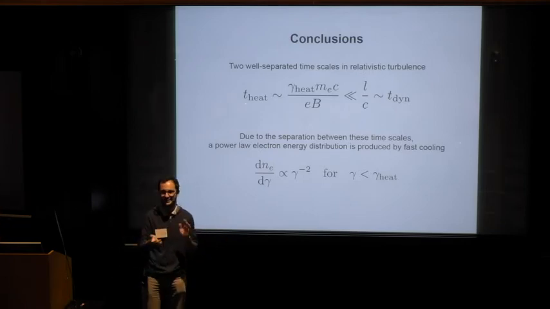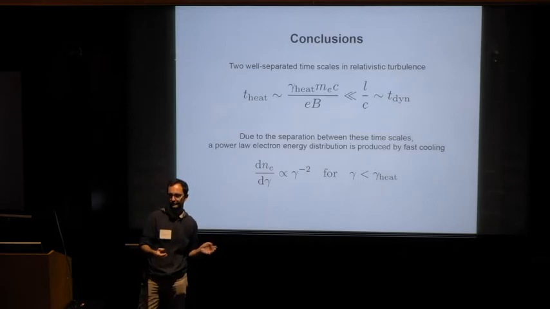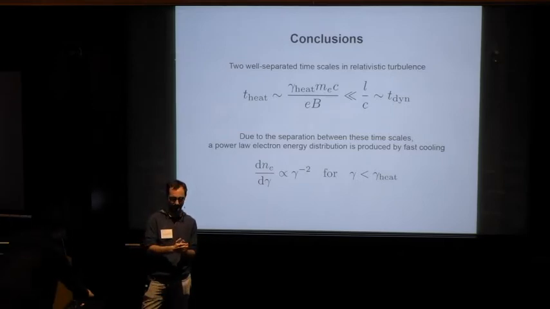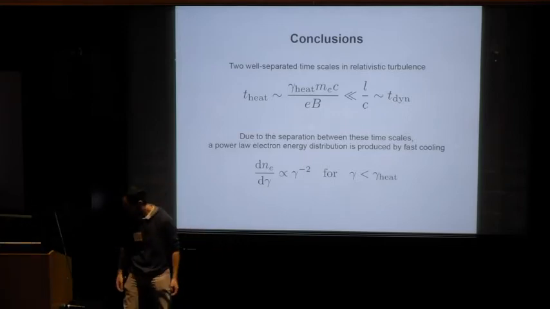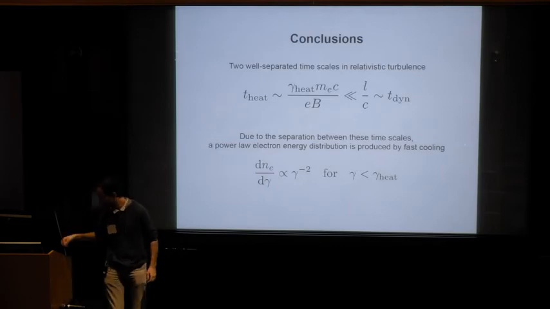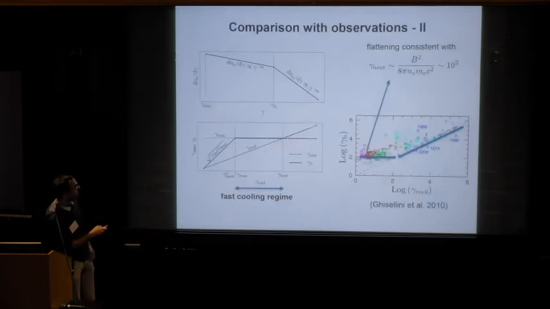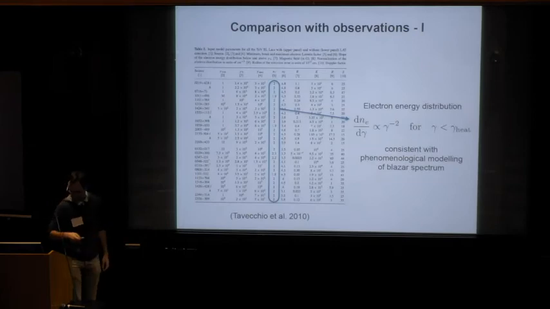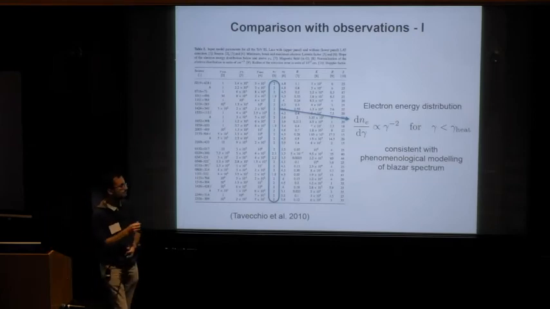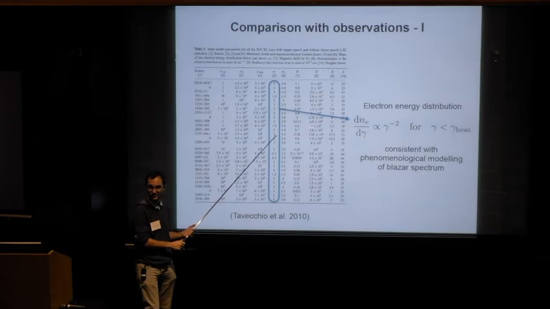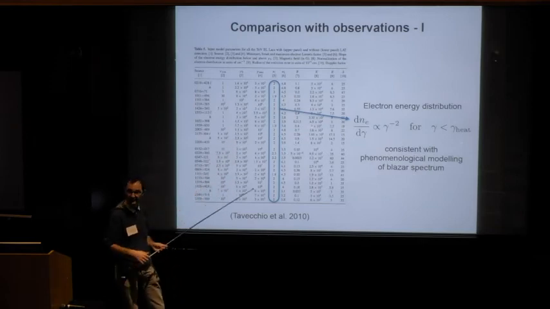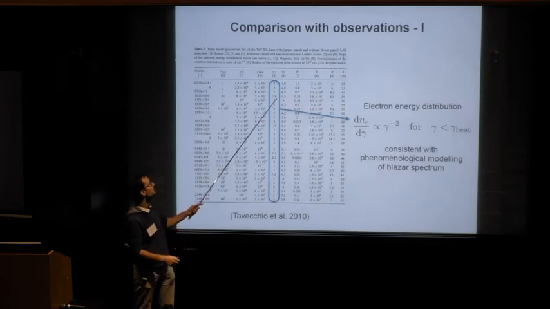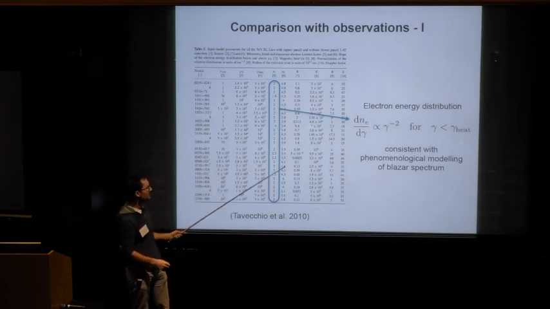So, what do you mean to test these pictures? I think one important point is that you should have an acceleration mechanism which produces a spectrum which is basically gamma to the -2 at low energy, and gamma to the minus, I don't know, 3 to 5 at high energy.